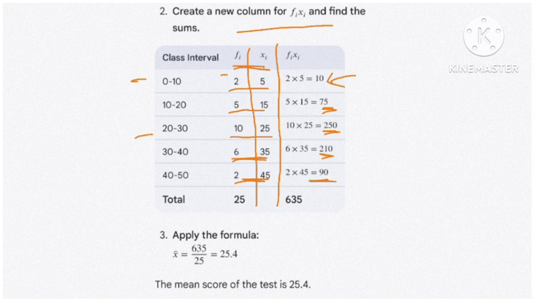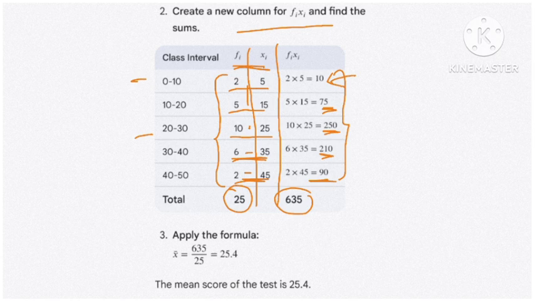Now we have to add all these values. For the frequencies, 5 plus 2 is 7, 7 plus 10 is 17, 17 plus 6 is 23, plus 2 will give you 25. That is sigma fi. And summing up all the fi into xi values, 10 plus 75 plus 250 plus 210 plus 90 will give you 635.